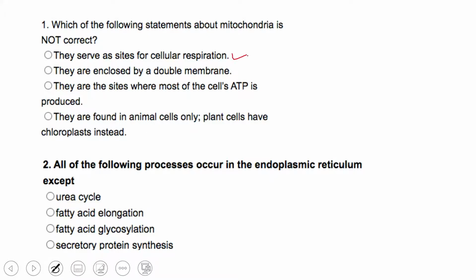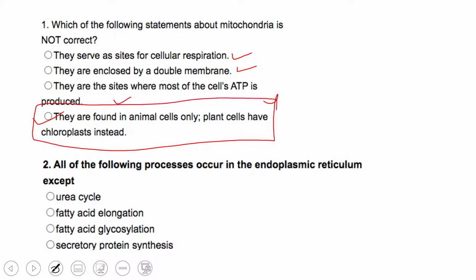Mitochondria is the site of cellular respiration. So this is correct. They are enclosed by a double membrane. This is also correct. They are sites where most of the cell's ATP is produced. Yes, this is also correct, and that is why they are called the powerhouses of the cell. So the statement which is not correct, and the answer, is that they are found in animal cells only. Plant cells have chloroplasts instead. This is wrong. Plant cells also have mitochondria.